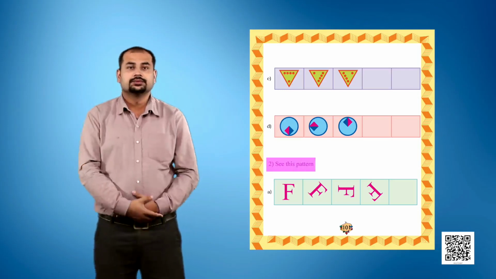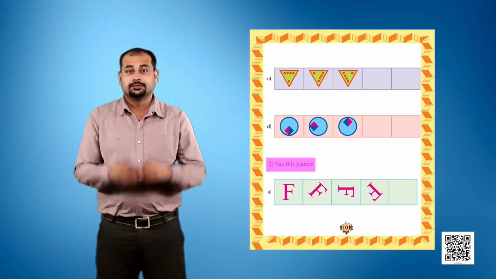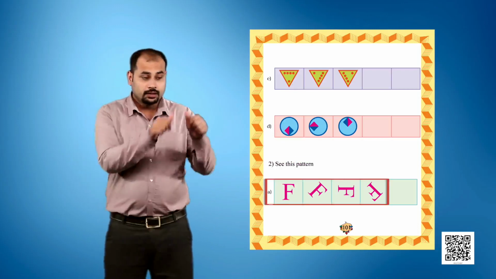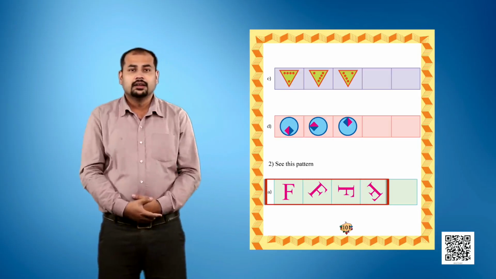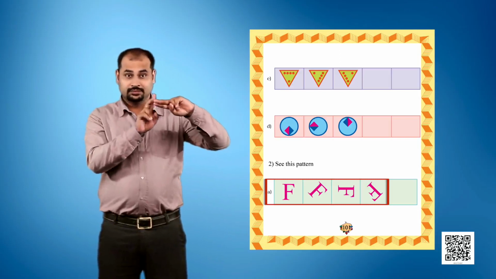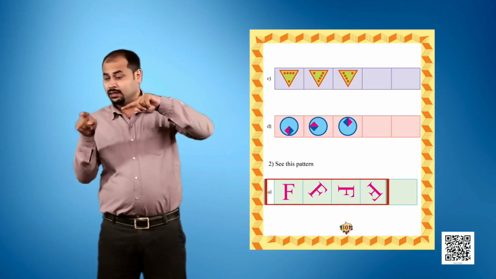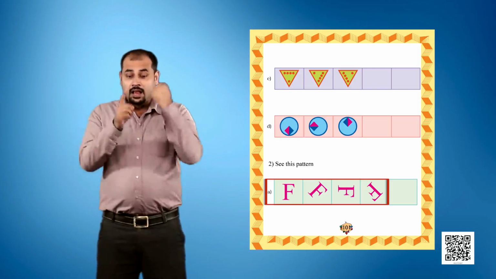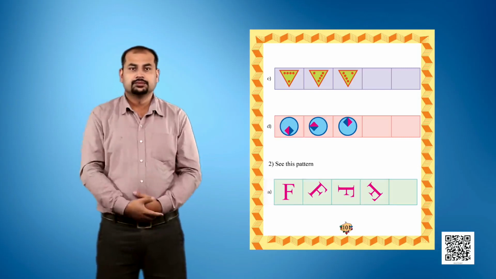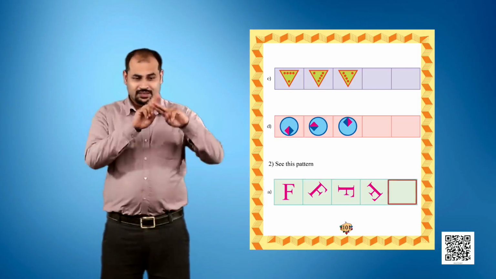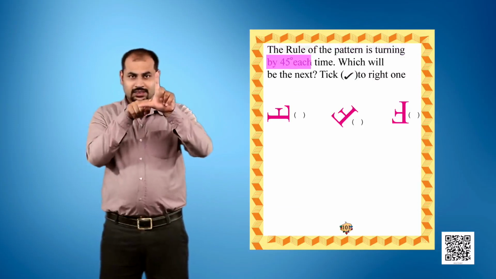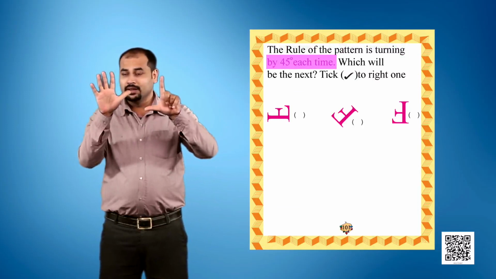2. See this pattern. A. We see the letter F following a rule of repeat by some particular rotation. 4 instances are given. 1 space is blank for you to fill up. The rule of the pattern is turning by 45 degrees each time.